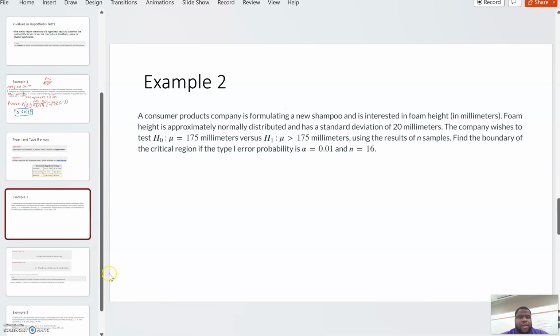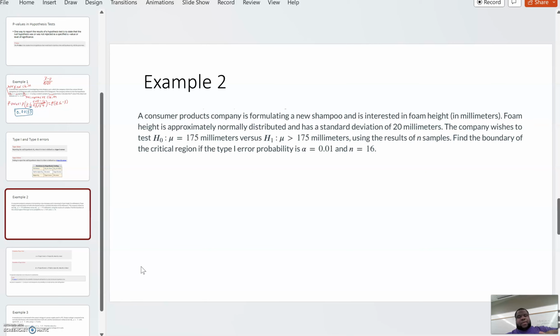So if we look here at example 2, it says a consumer products company is formulating a new shampoo and is interested in foam height in millimeters. Foam height is approximately normally distributed and has a standard deviation of 20 millimeters. The company wishes to test the null hypothesis that the mean is 175 millimeters versus an alternative claim that it is actually greater than.